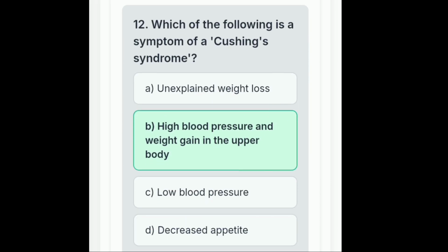Number 12. Which of the following is a symptom of Cushing syndrome? Option A, unexplained weight loss. Option B, high blood pressure and weight gain in the upper body. Option C, low blood pressure. Option D, decreased appetite. So B is the correct answer.